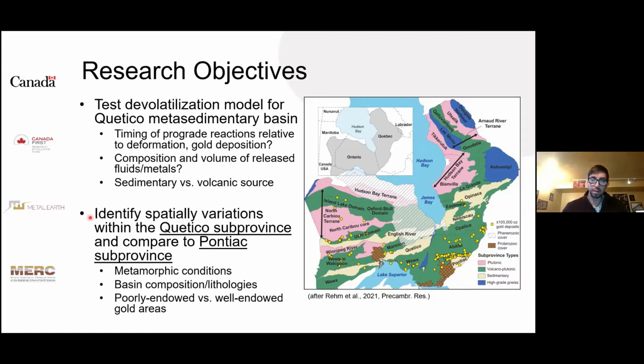And then the second part of that is to identify variations within the Quetico subprovince, but also compare between the Pontiac and Quetico subprovinces. So comparing the metamorphic conditions that we see, comparing the differences in the basin composition, and that can hopefully allow us to make a comparison between the well-endowed Pontiac and Abitibi system here versus the poorly endowed Quetico and Western Wabigoon or Wawa systems.